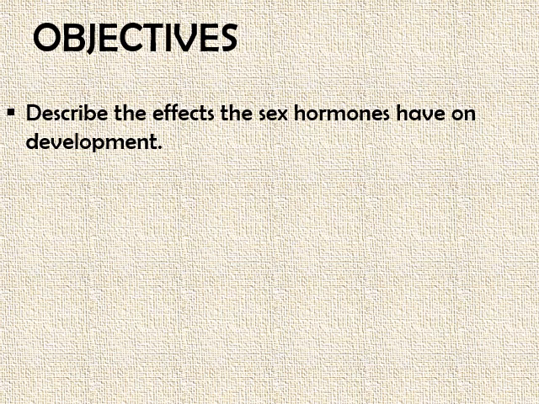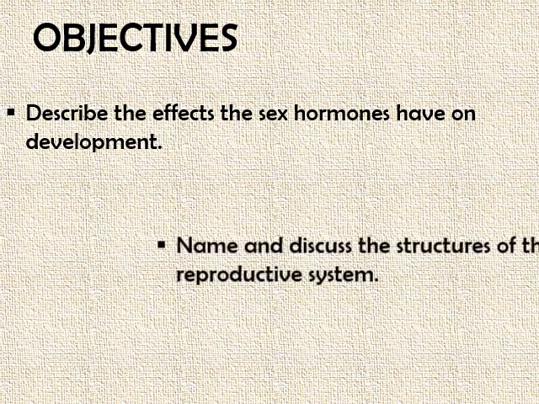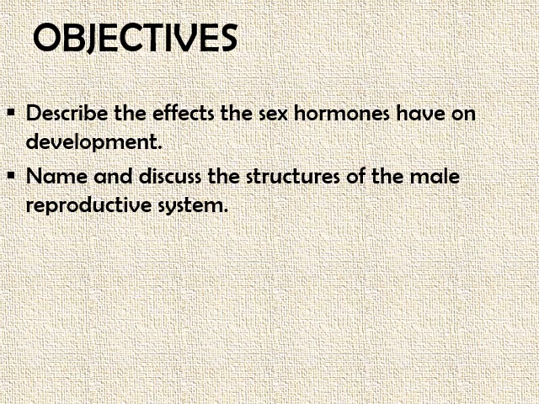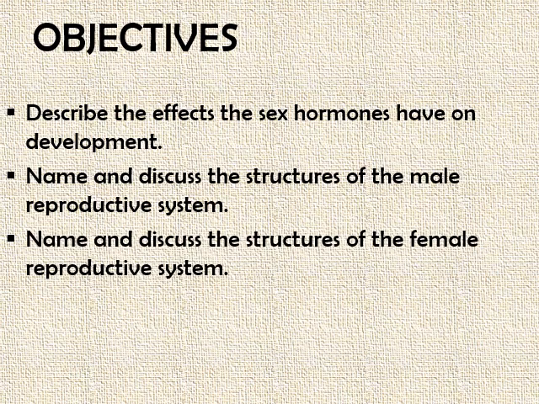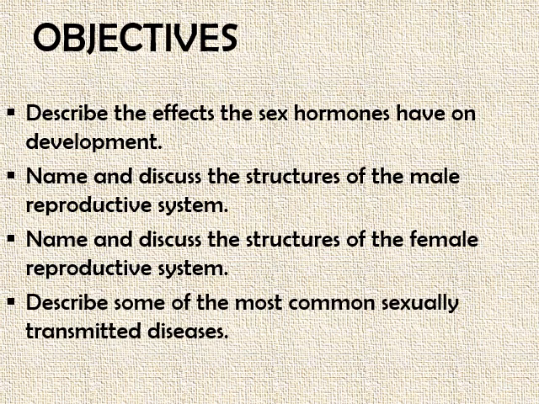Objectives of the lesson. At the end of this lesson, you should be able to describe the effect of the sex hormones on development, name and discuss the structures of the male reproductive system, name and discuss the structures of the female reproductive system, and finally describe some of the most common sexually transmitted diseases.